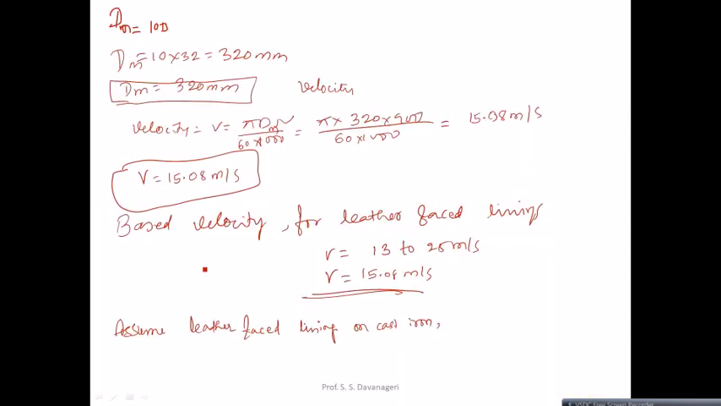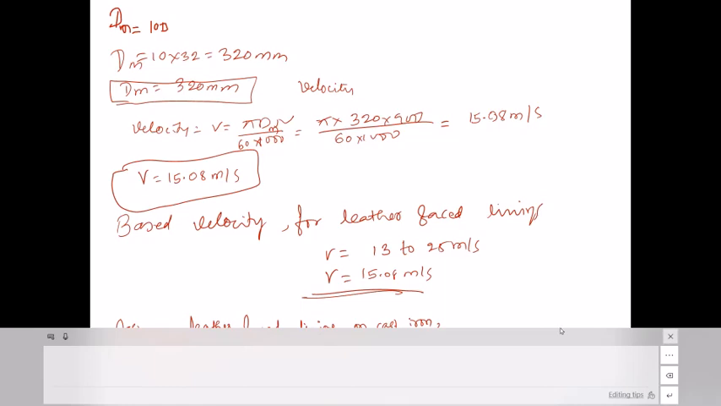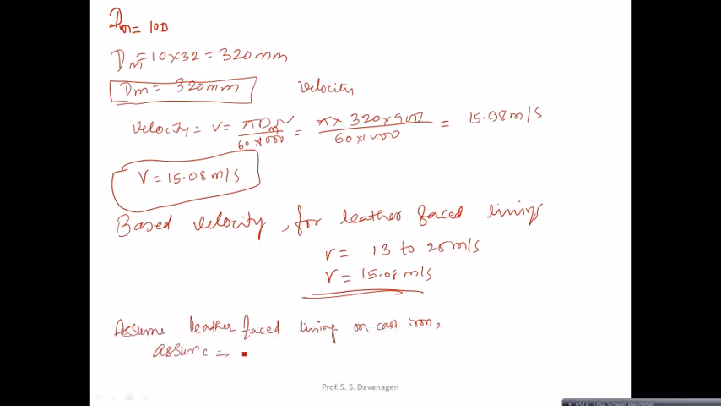Now let us go for the consideration value between these maximum and minimum values. Let us assume the coefficient of friction, f equal to 0.14. This is between 0.12 to 0.15. We consider it as a wet condition. Next, for the pressure, we'll go for 0.18. This is between 0.07 to 0.29 megapascal.